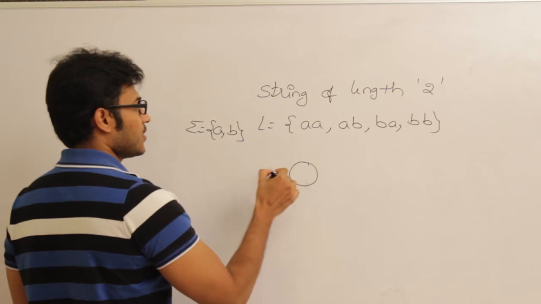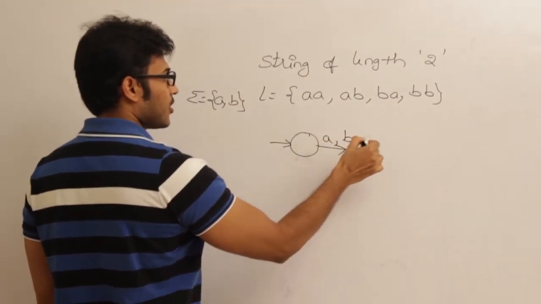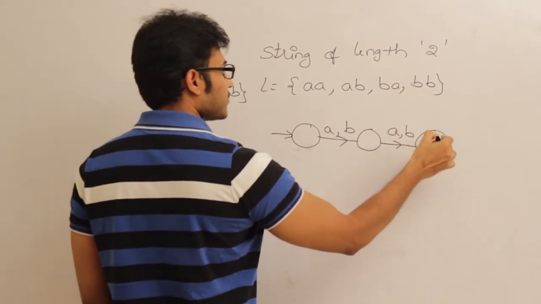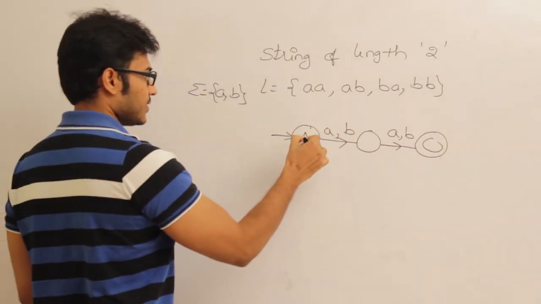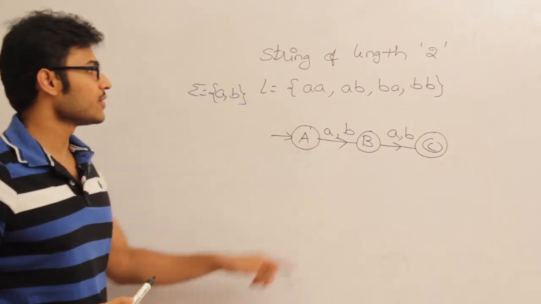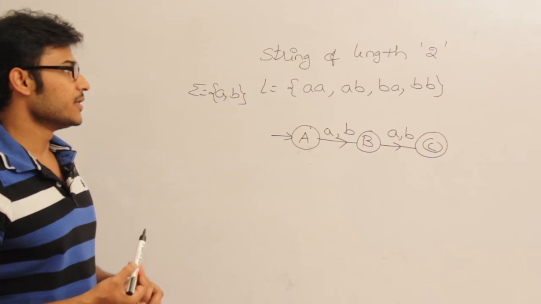So the NFA should accept, this is the 0 length string, A or B is the 1 length string, A or B is the 2 length string. So we are exactly accepting 2 length strings. Let us say this is the A, this is the B, this is the C state. That's it. We are not going to decide about what happens if C sees A or B, right?